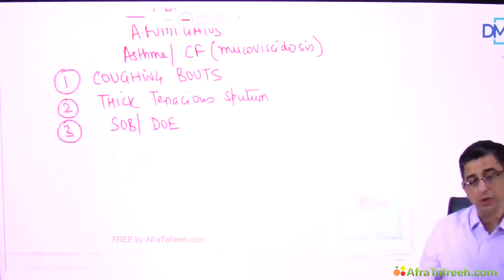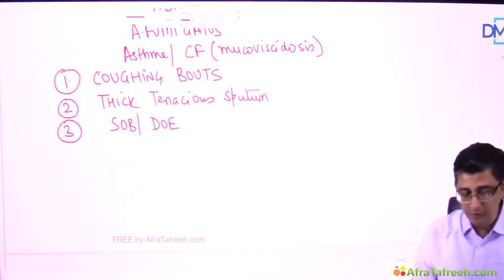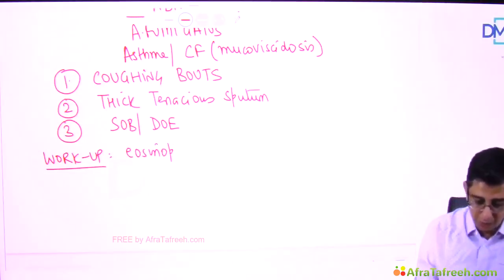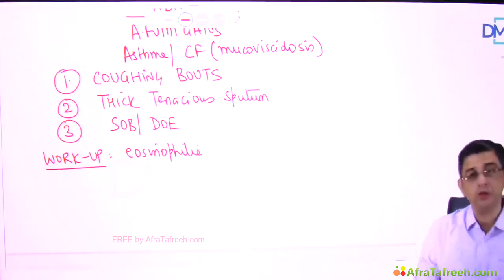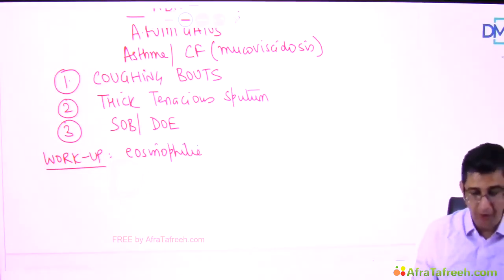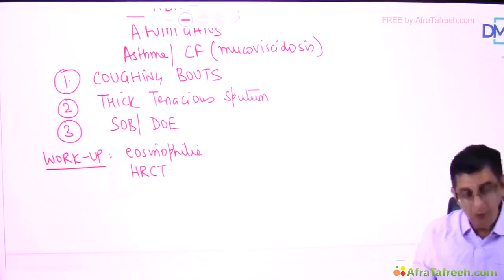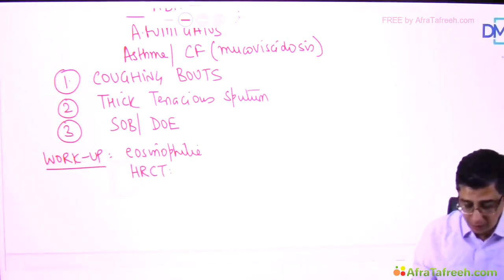So let's look at how I am going to evaluate this person with thick tenacious sputum plugs. In the workup of the patient, the first thing I will do is check the eosinophil count. The absolute eosinophil count of these patients would be increased. Normally it is 40 to 400. Here the eosinophil count is very significantly elevated, and then I will do an HRCT chest. It can reveal the presence of central bronchiectasis.